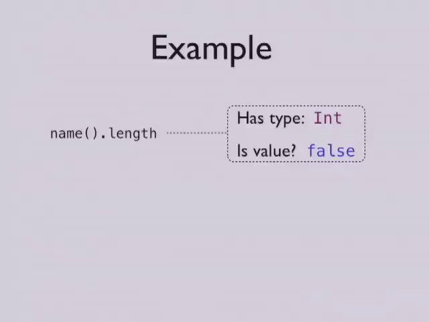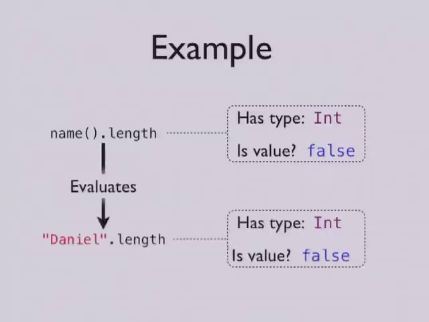So progress tells us that because this isn't a value and it has a type, we have to be able to evaluate it. So we evaluate this down one step. We're calling the name method. And that gives us a result, string literal Daniel. So we substitute that back in, and we get this expression down at the bottom. This expression at the bottom is equivalent to what we had above. It's just evaluated one step.